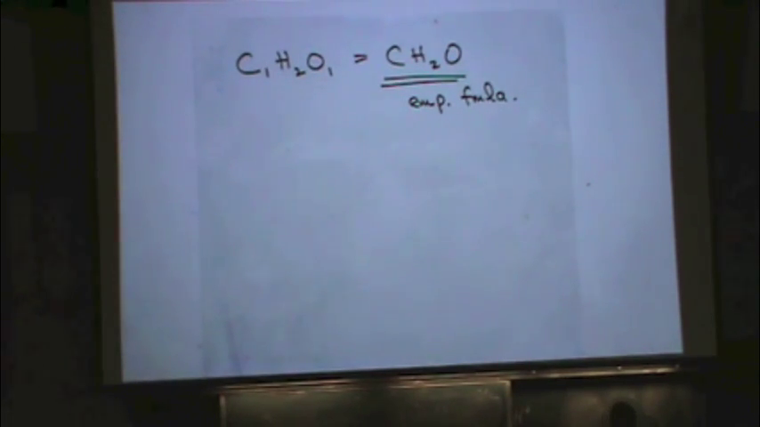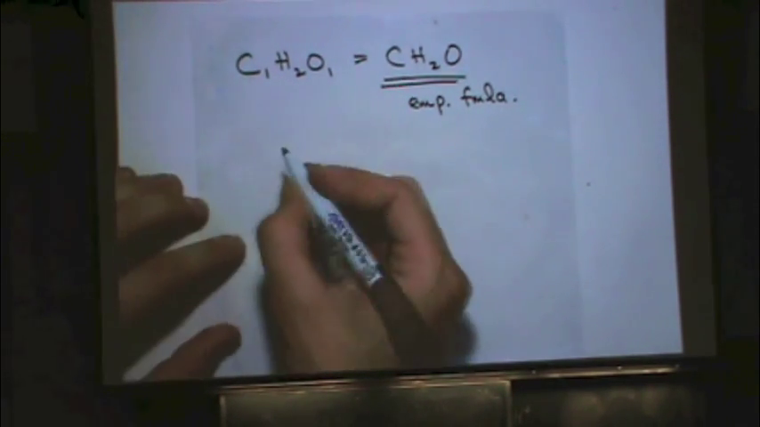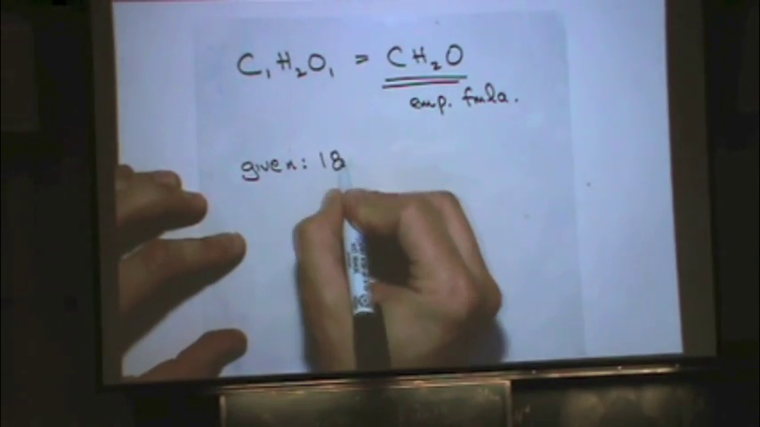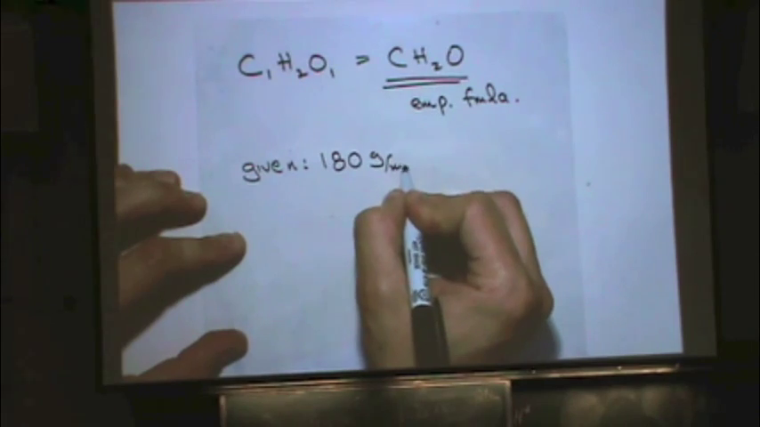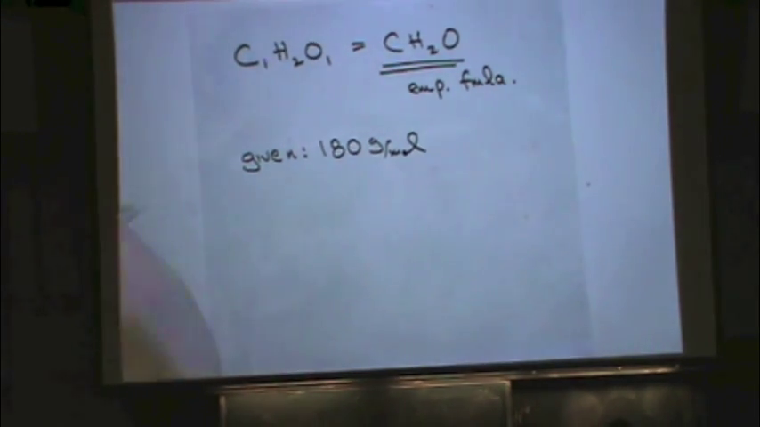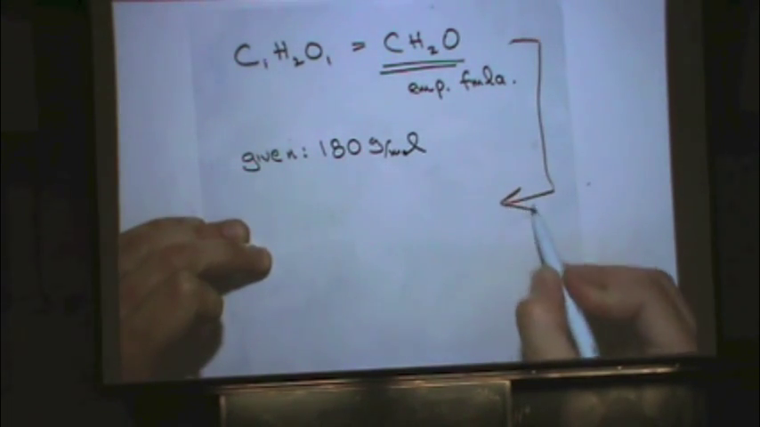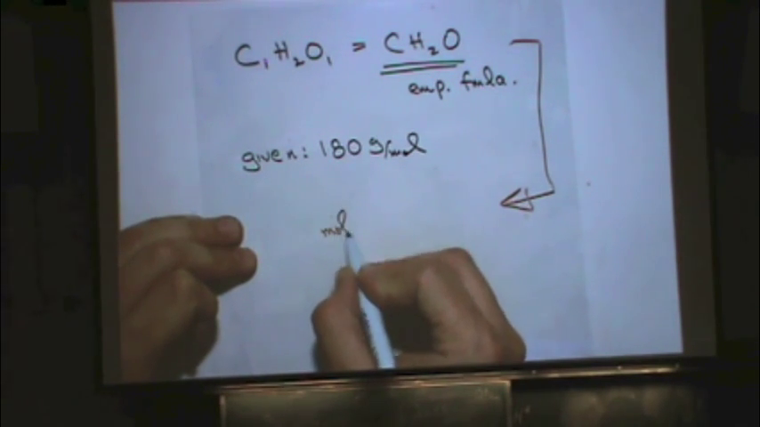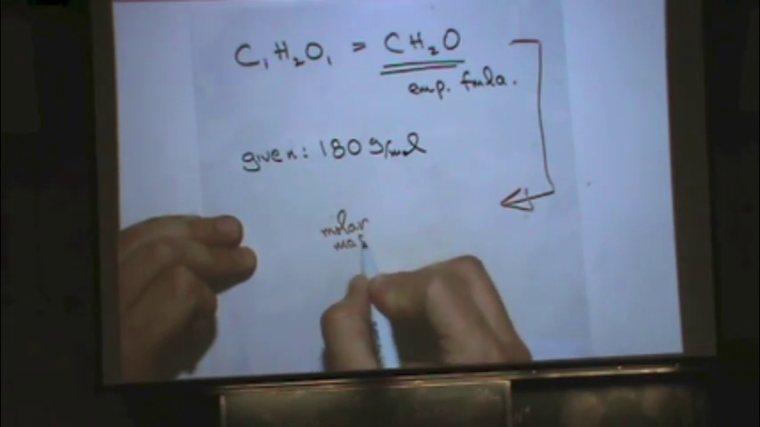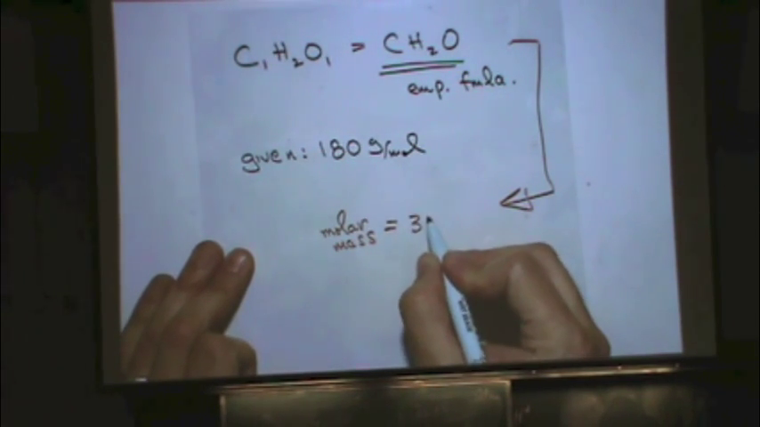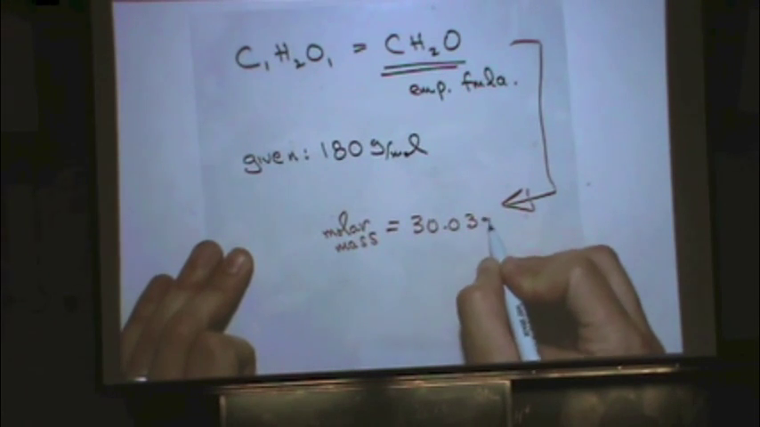Now, I can also find the molecular formula because I'm given in the question, if you look back, 180 grams per mole of the original. So what I do is I take the empirical, go down here, find the molar mass of the empirical formula. That, from the periodic table, is going to end up being 30.03 grams per mole.